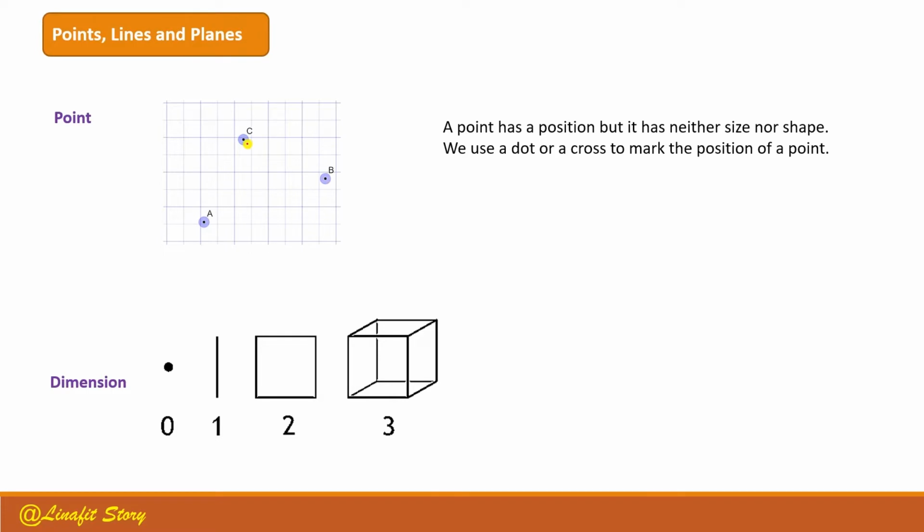Since a dot has a size, if you want to mark the positions of a point more precisely, a cross is preferred. For example, this is point C. A point has 0 dimensions. There is no length, height, width, or volume. Its only property is its location. A line is one-dimensional. A plane is two-dimensional. A solid is three-dimensional.